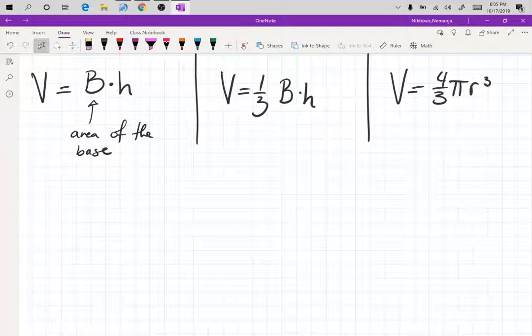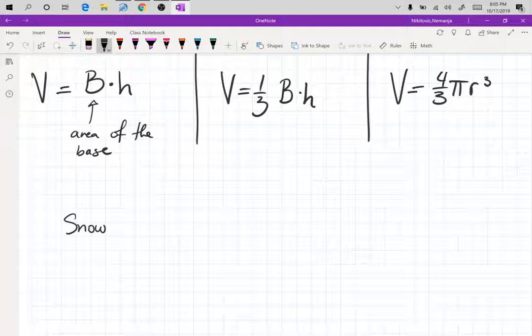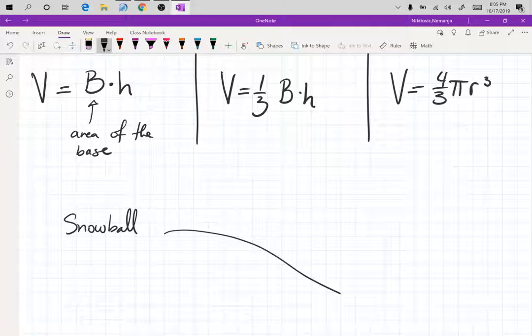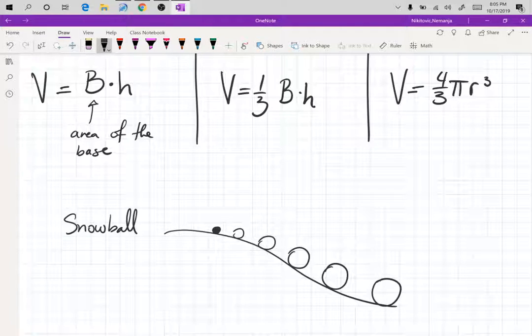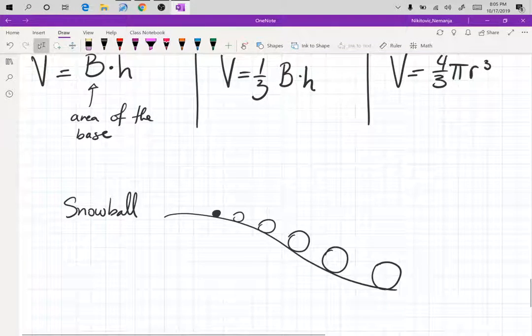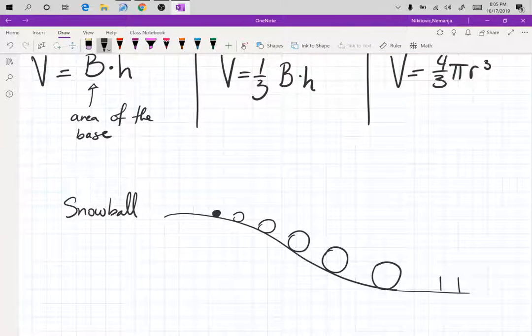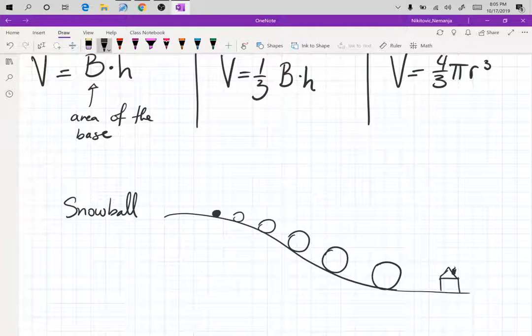So if I have, let's say, a snowball, and I want to put the snowball over here and let it roll down the hill and picks up more and more snow, right? You gotta have a target of some kind over here. I mean, come on. Oh, that's it. There we go. Much better.